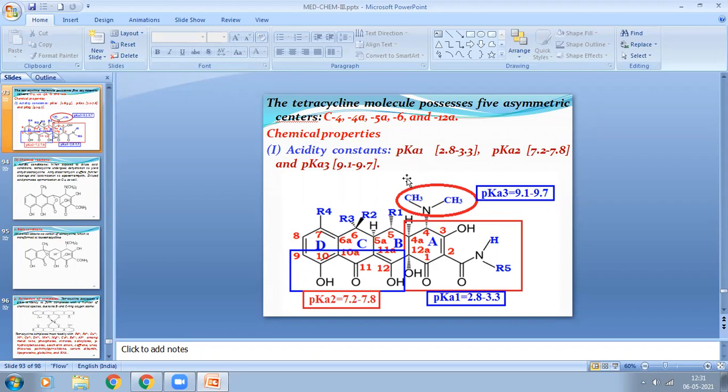That pK is derived from the Henderson-Hasselbalch equation, which you already studied in buffers. Yes sir, the buffer equation. Once you can deduce the equation, you can understand. So according to this, tetracycline consists of 3 acidity constants depending upon the functional groups present.